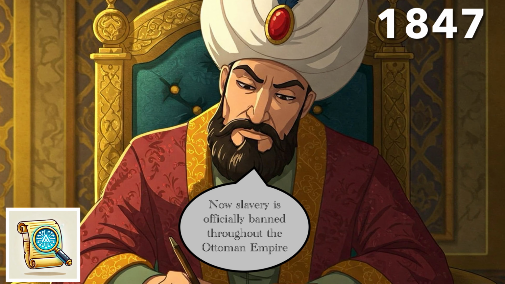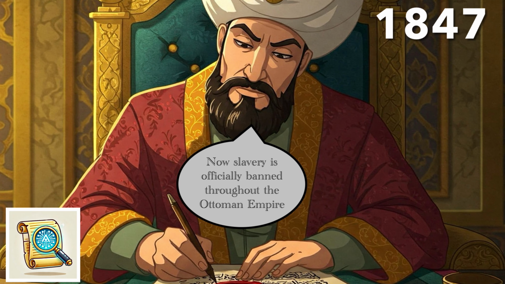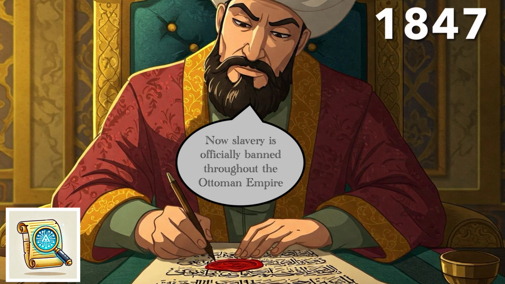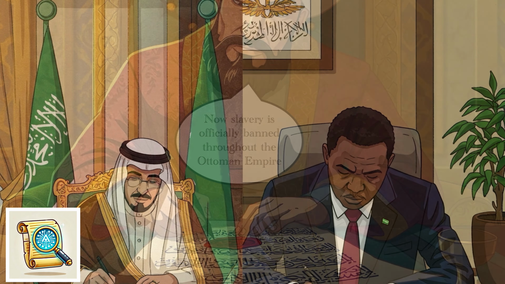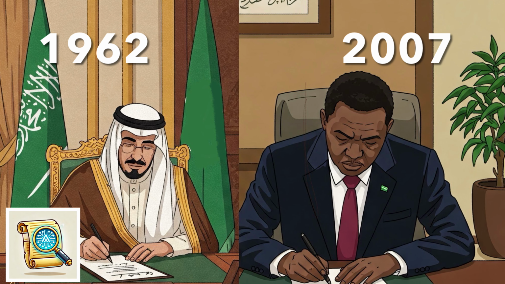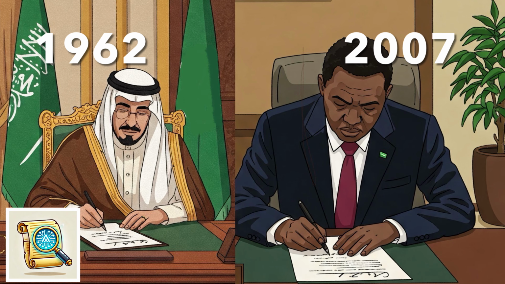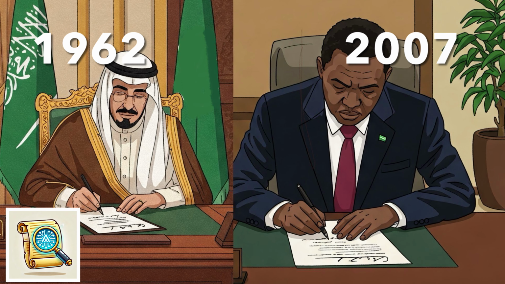For example, the Ottoman Empire practiced slavery until its formal abolition in the late 19th century, though illegal slavery persisted beyond that. In Saudi Arabia, slavery was officially abolished only in 1962, and Mauritania, while not part of the Arab world proper, did not criminalize slavery until 2007.